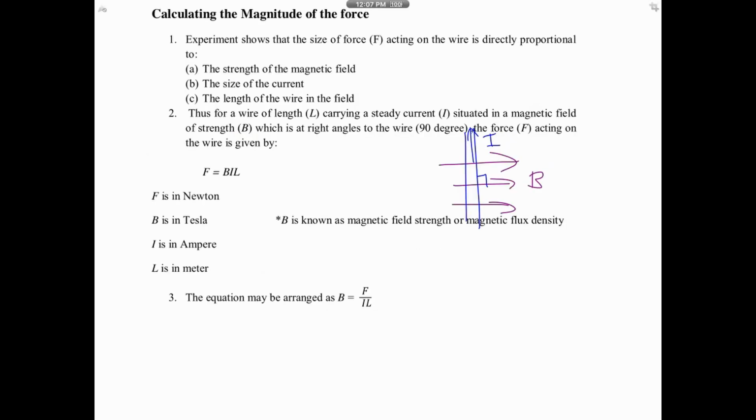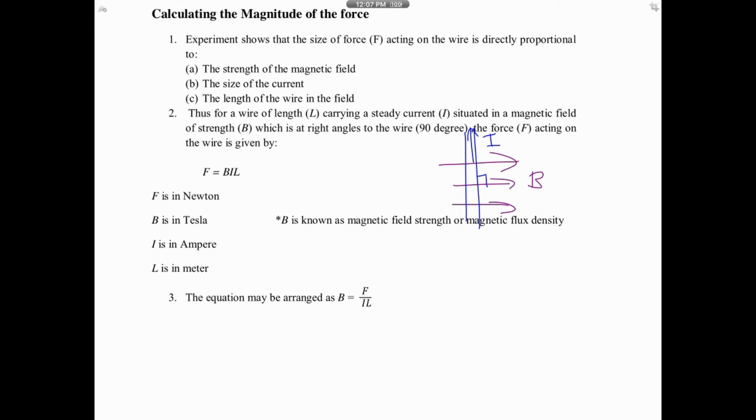So from the experiment, you will notice that the strength of the force exerted on the wire here is directly proportional to the flux density of the permanent magnets. Also directly proportional to the current in your wire, because the stronger the current, the stronger the field. So therefore it makes sense. And also L. L refers to the length of the wire in the field. So not the entire wire. So you have to find out how much of the wire is in the magnetic field only. So you get F equals BIL. So from here, you can rearrange and get B equals F over IL. And it is from this equation that we define magnetic flux density or magnetic field strength.